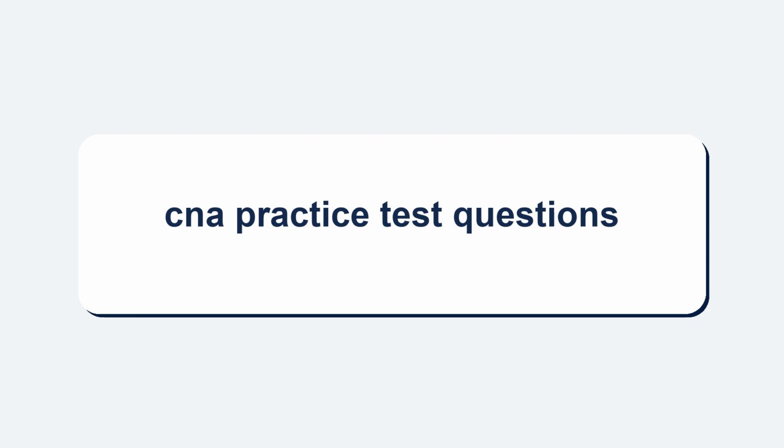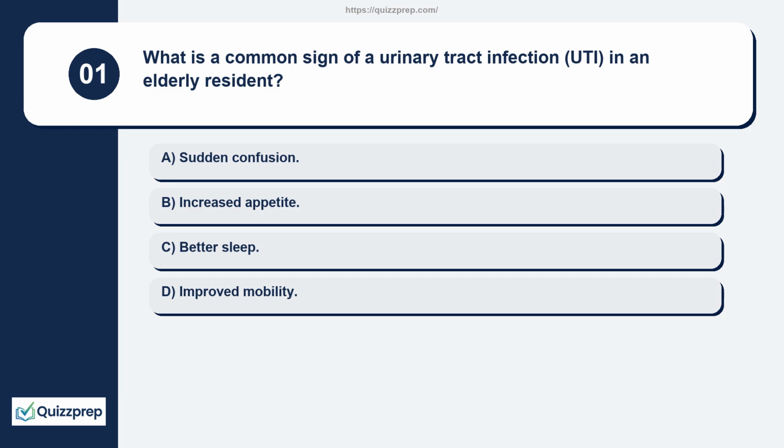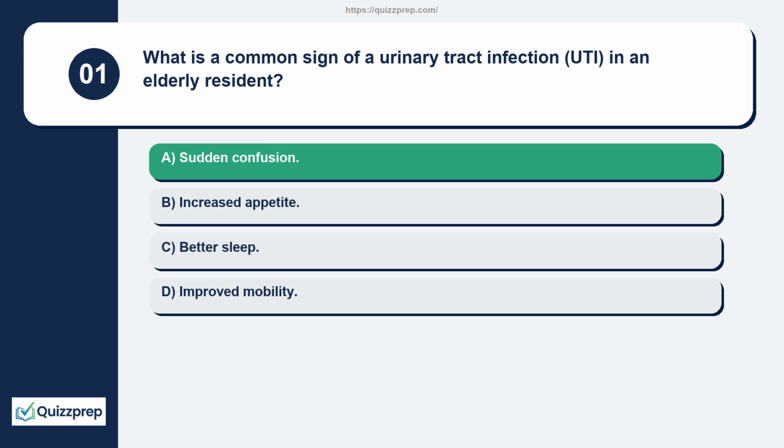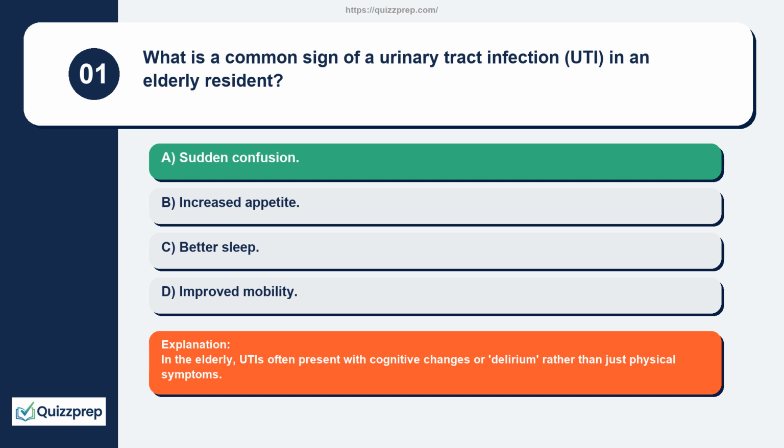CNA practice test questions. Question 1. What is a common sign of a urinary tract infection, UTI, in an elderly resident? Sudden confusion, increased appetite, better sleep, improved mobility. In the elderly, UTI often presents with cognitive changes or delirium rather than just physical symptoms.